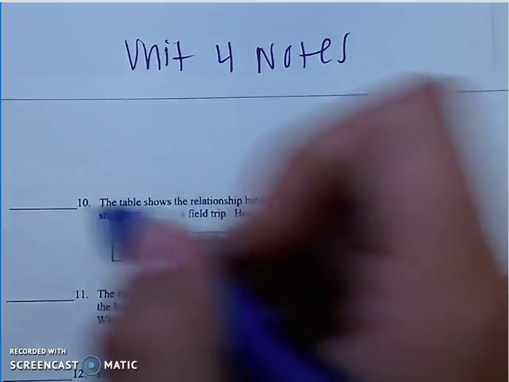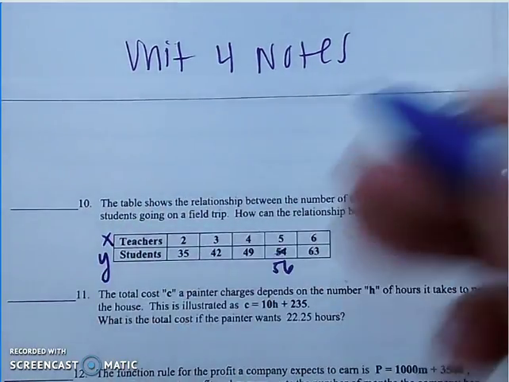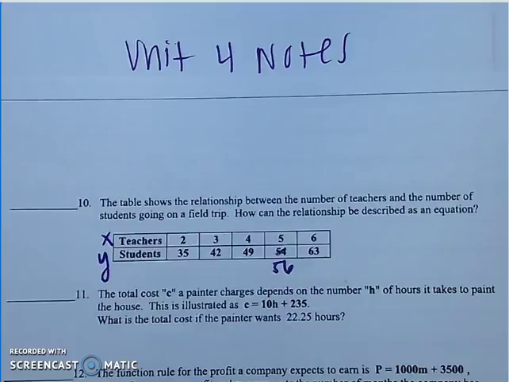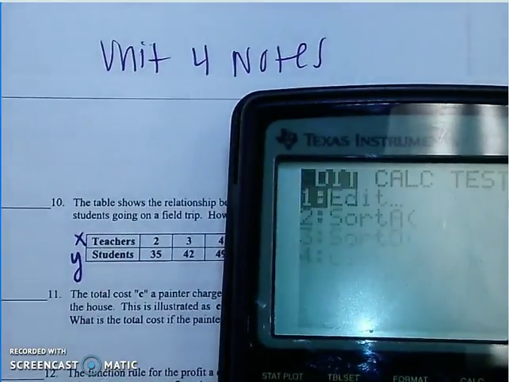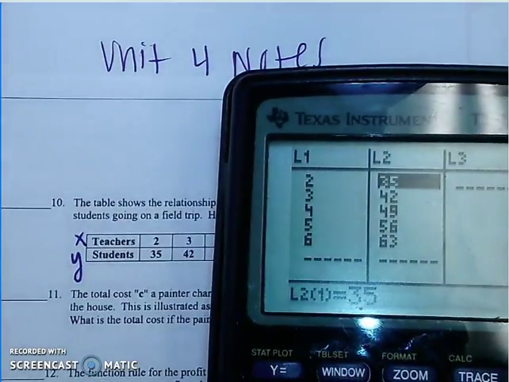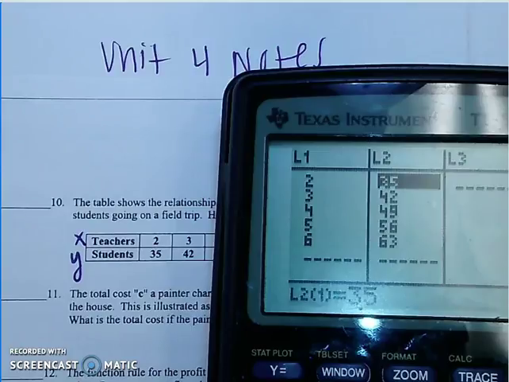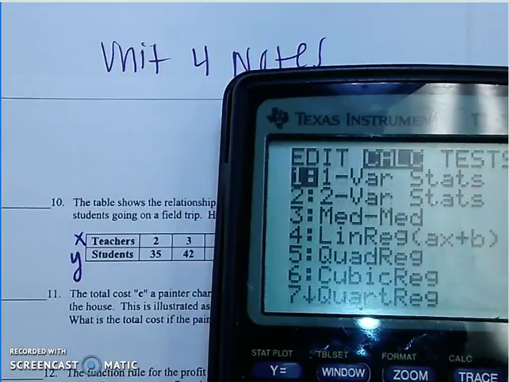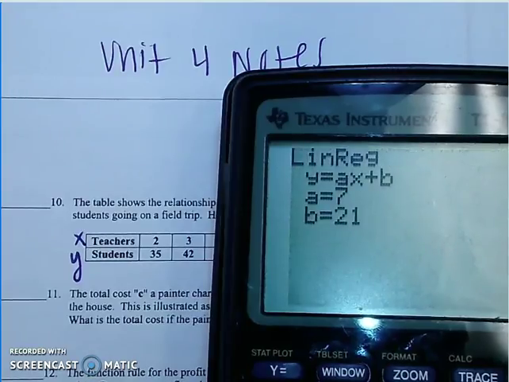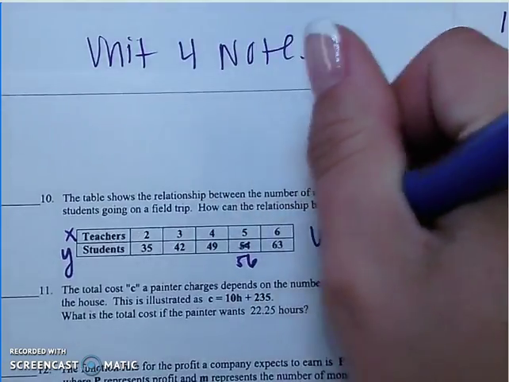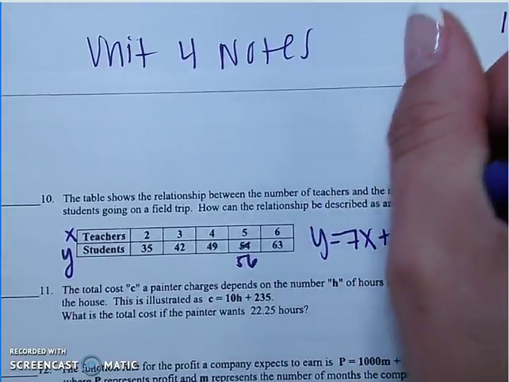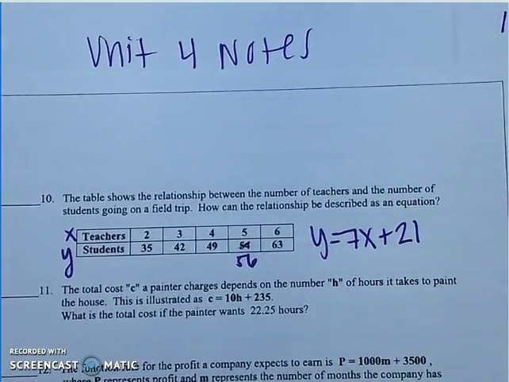Well, we should know by now that if we're given two different variables or two different things, teachers, students, one is X and one is Y, and you're going to go ahead and put that into the calculator, into L1 and L2, in order to figure out what that equation is. Once it's in, we know that this is linear. There's a constant thing happening here. Stat over to calc, and number 4, that equation is y equals 7x plus 21.